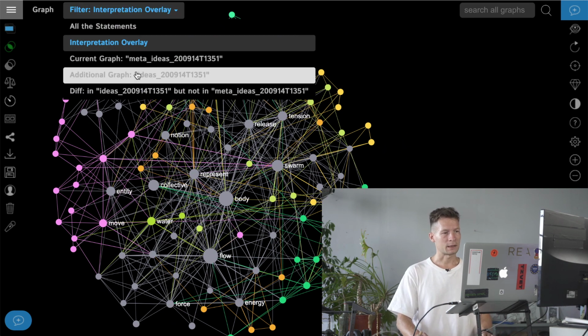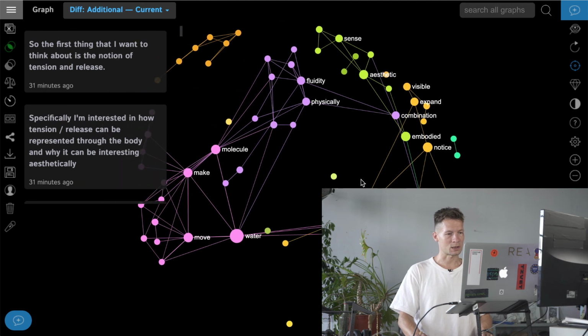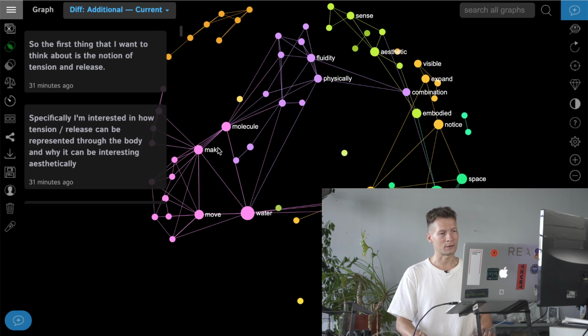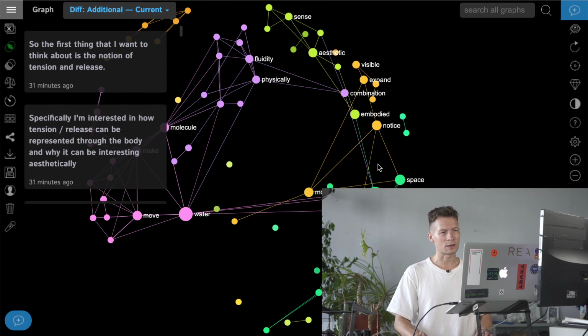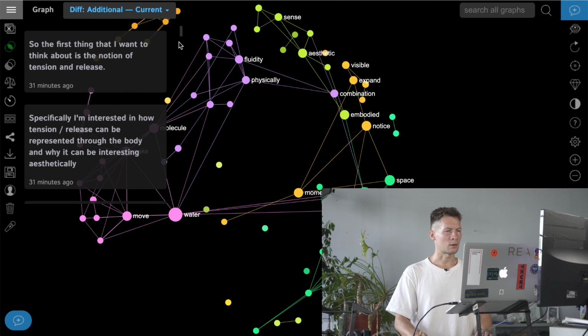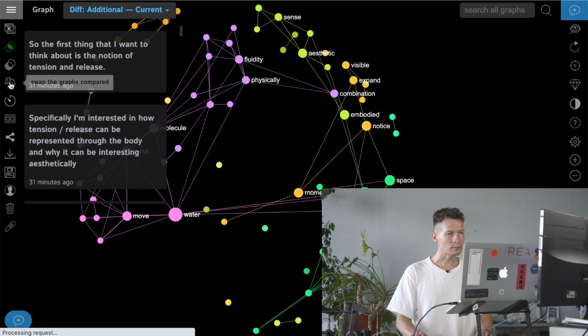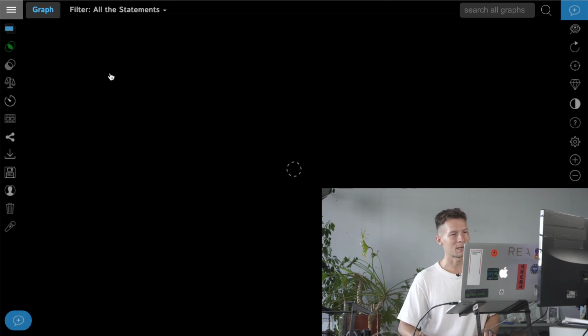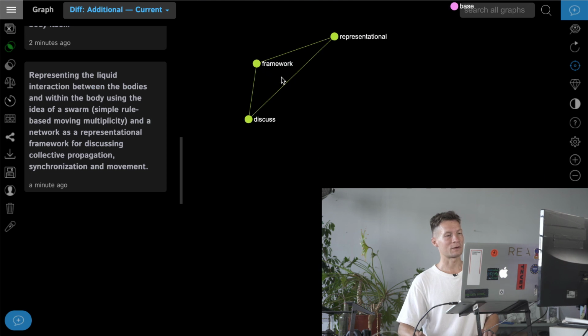And also if we click here, we can see what exists in the ideas, but not yet in our interpretation. So we also see that, okay, we didn't talk about water, can be interesting to do that. Didn't talk about how we can change direction and how it can be interesting to show that change of direction in space. And also we can actually reverse this difference comparison, and then it shows us what we talked about in the interpretation that we didn't talk about in the original idea.